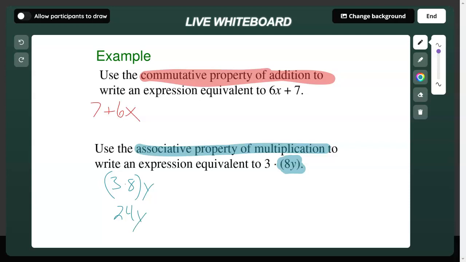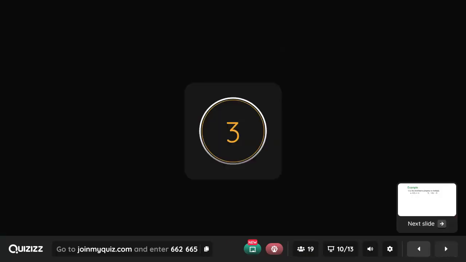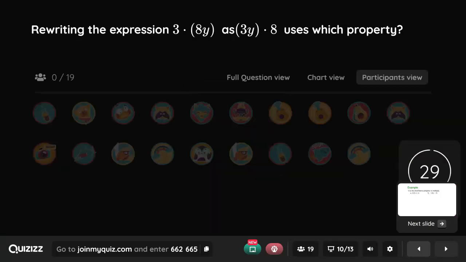Okay? So that's kind of the point of the associative property, is that, okay, 8y is together, but I also have this 3. Well, it's all being multiplied, so let's change that association to be 3 times 8. Boom. Now I can simplify it. Now I've got 24y. All right? Now, I didn't move anything here, did I? All I did was change where the parentheses were, but all the numbers stayed in the exact same order, right? Okay? Note that. That's important. Associative property changes where the parentheses are. Commutative property changes where the numbers are.